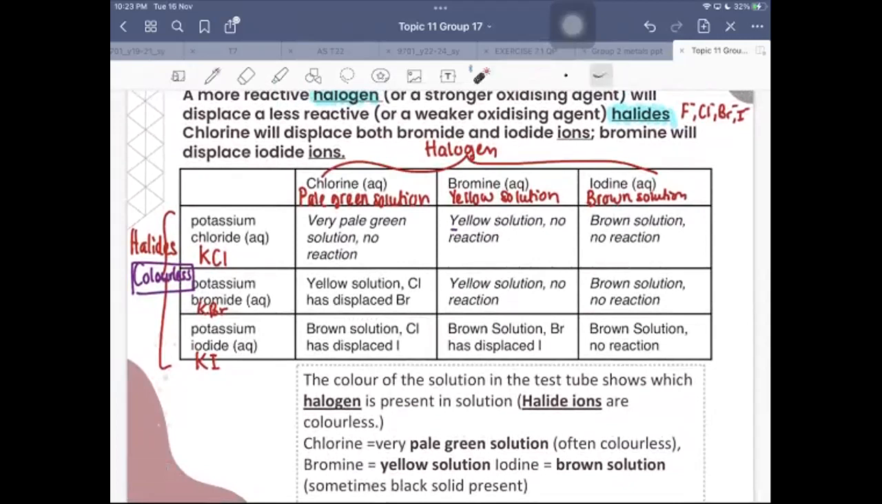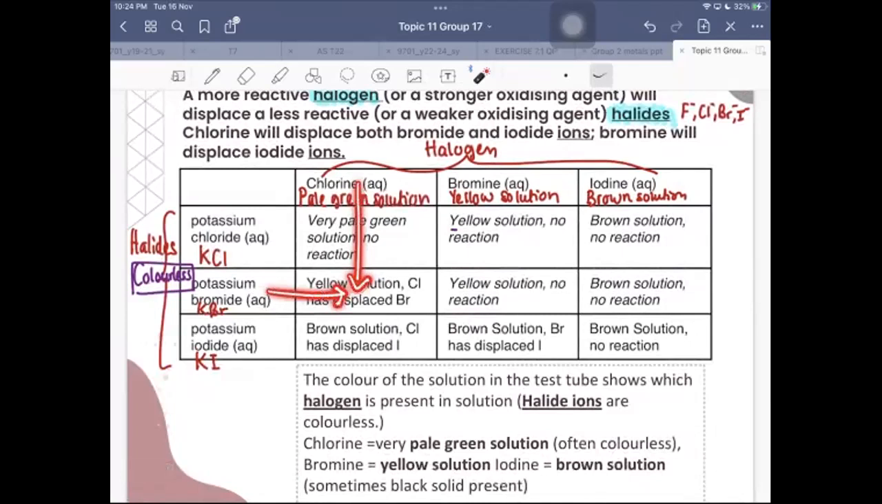Okay, so how do we read this table? You see here, chlorine is reacting with potassium chloride. Chlorine is reacting with chloride. There is no reaction. No reaction means the pale green stays as pale green, no change in color. All right, next, chlorine reacts with bromide. Chlorine is a stronger oxidizing agent. Bromide is weaker.